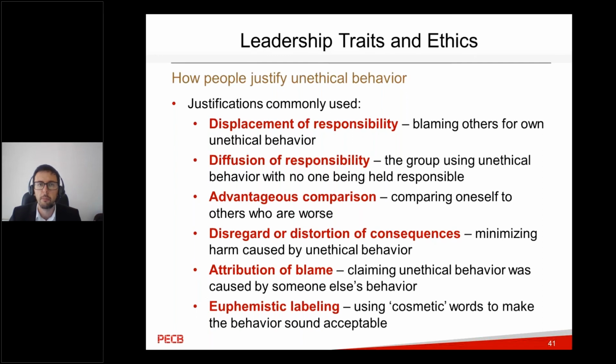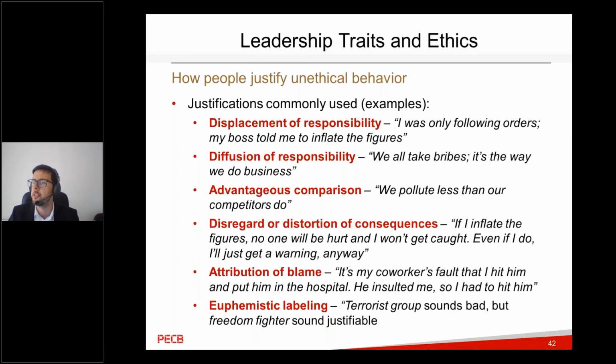And the most commonly used justifications for unethical behavior would be, for example, when people try to displace responsibility. They would say, "I was only following orders. My boss told me to inflate the figures." So even though we know that we are doing unethical behavior, we tend to think that it can be justified because it was not our order, it was the order of the boss. So they try to displace or diffuse the responsibility. "We all take bribes. It's the way that we do business." Probably this is something that led Enron, for example, to fail.